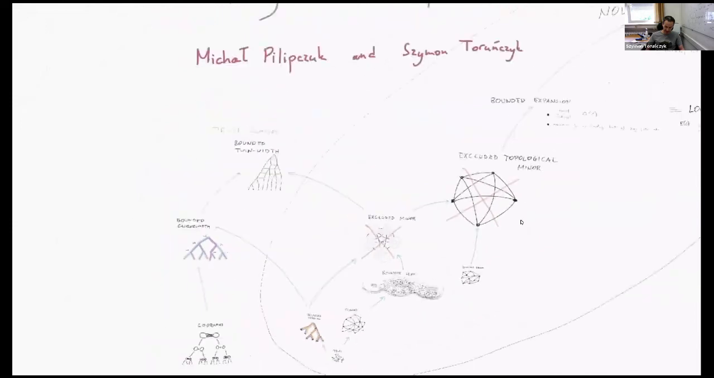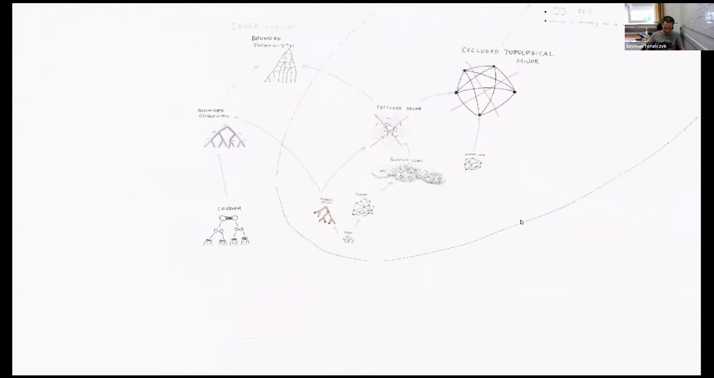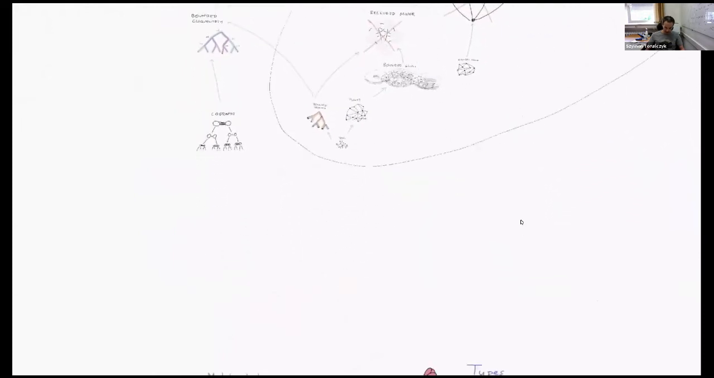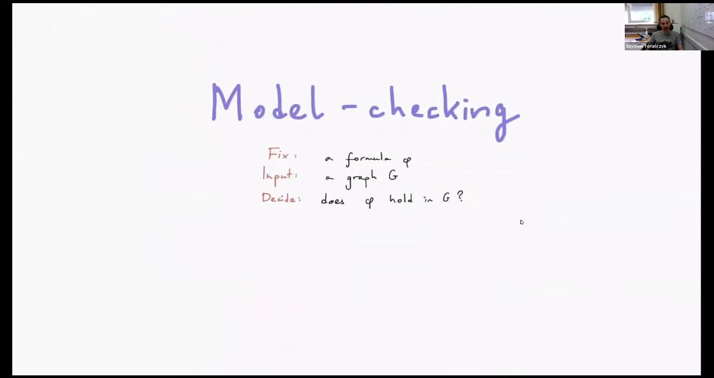So this is a very broad overview. Now I will try to explain what I mean by tractable. My main focus in this talk today and throughout the series will be the model checking problem. We'll be mostly focused on this problem, where the model checking problem is the following. You have a fixed formula phi, a sentence of some logic, and you're given a graph and you want to know whether the sentence holds in the graph or not.